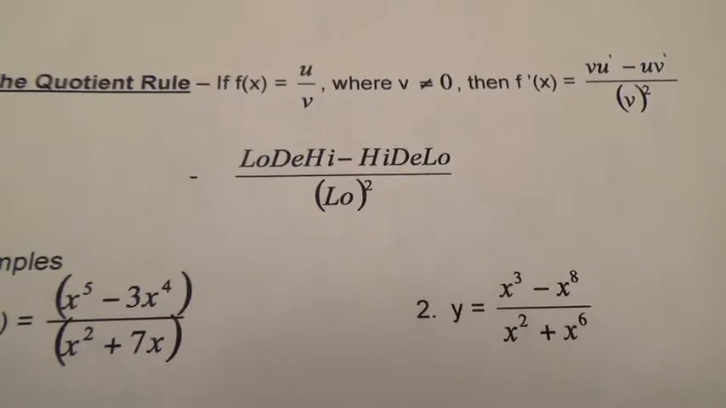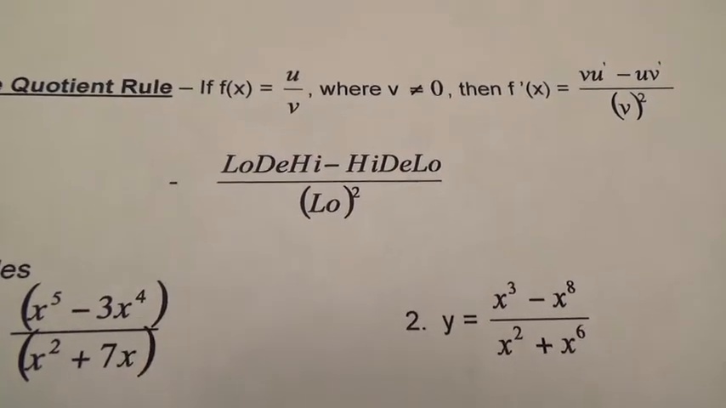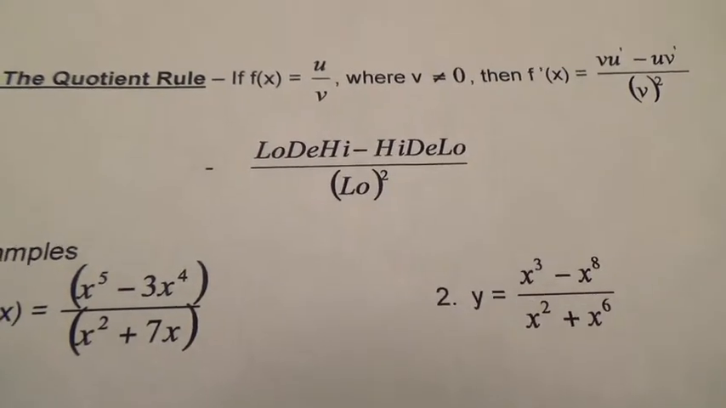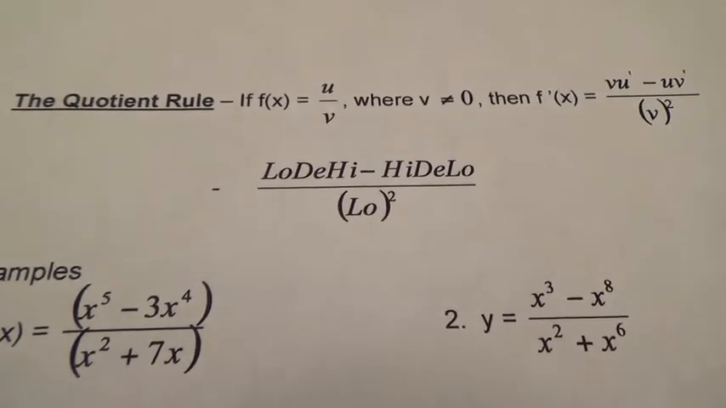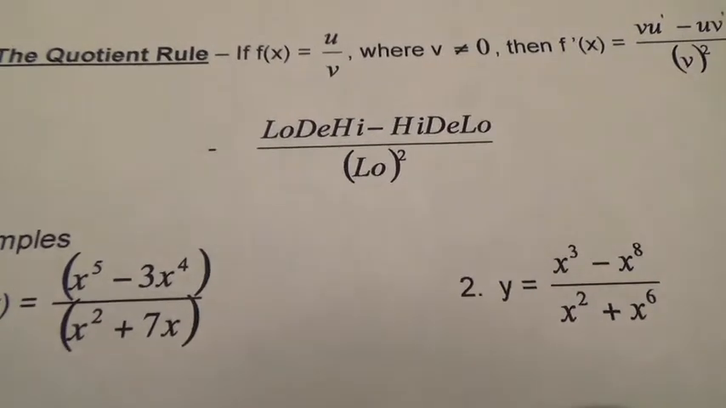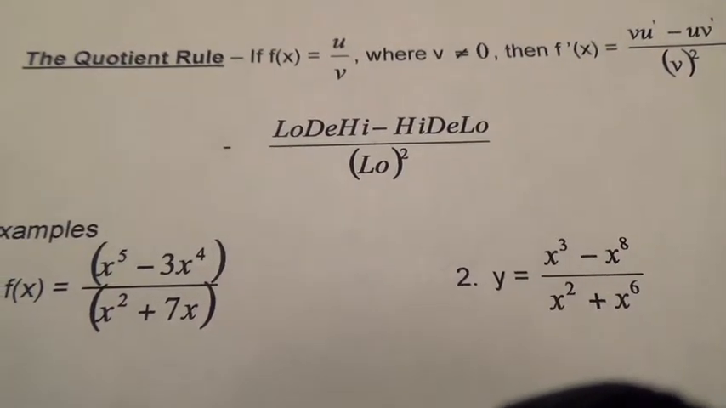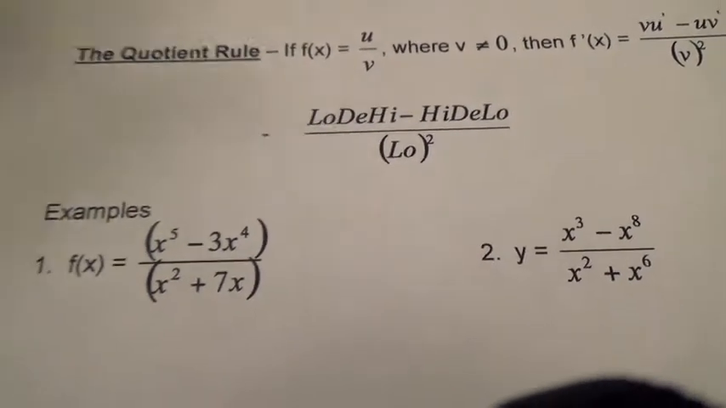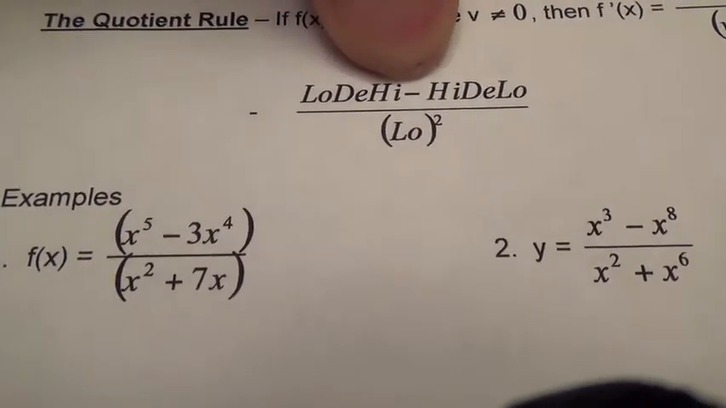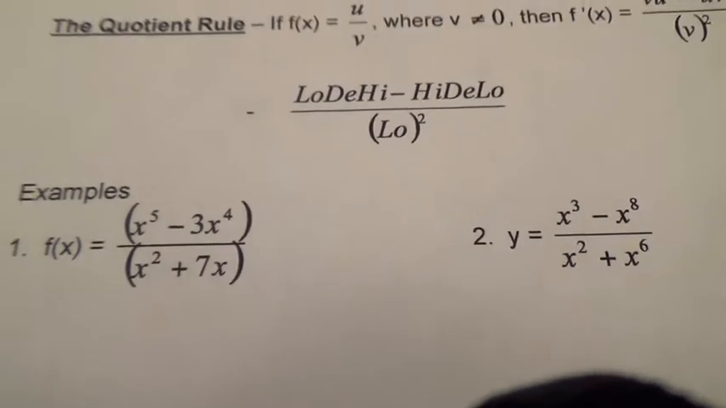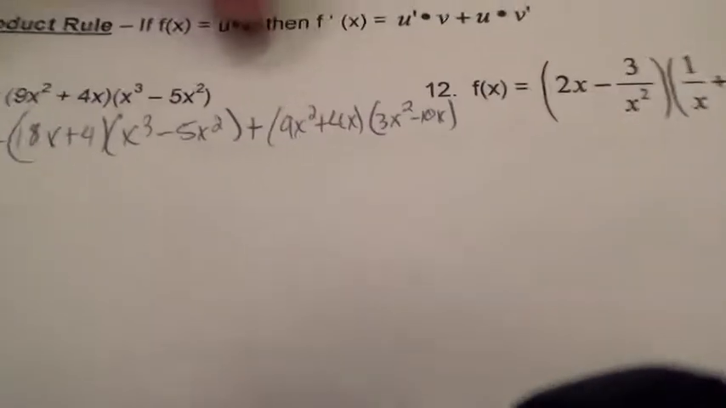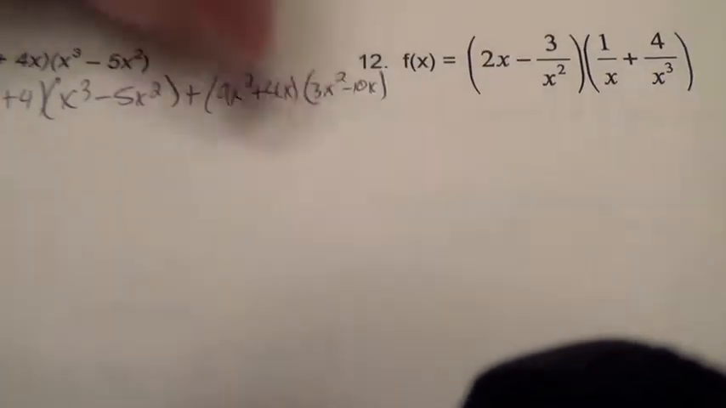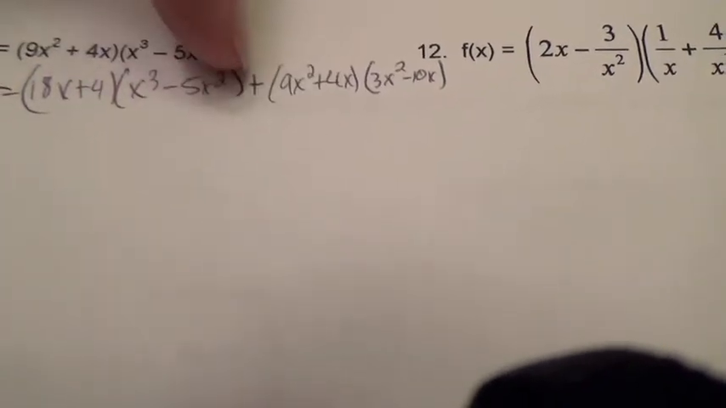This little low d high minus high d low over the low squared sounds funny. Looks weird, but to be perfectly honest, most people use that. The reason is just because with the product rule that we did in the previous page, since we were adding them together, the order in which we did the product rule didn't really matter. So if I would have flip-flopped these two as first, these two as second, it wouldn't matter because we are adding.